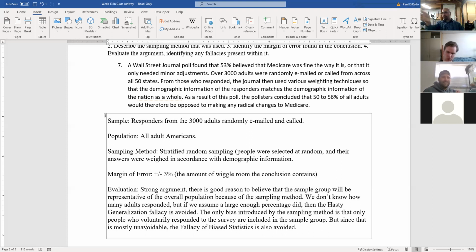Or people who are just in Kansas, or maybe they only polled people who read the Wall Street Journal, right? That's what we mean. Not just people who voluntarily chose to respond, because again, that's unavoidable. They've systematically excluded some people, either deliberately or by accident.